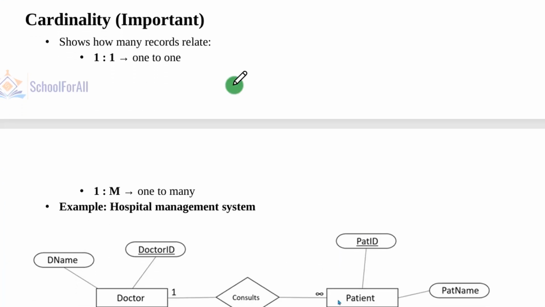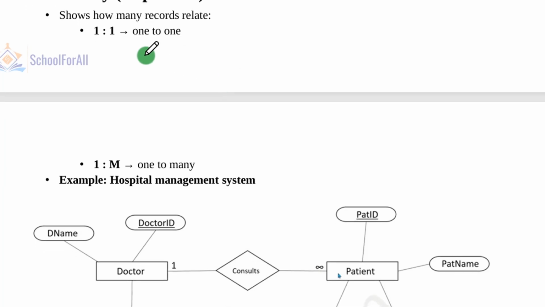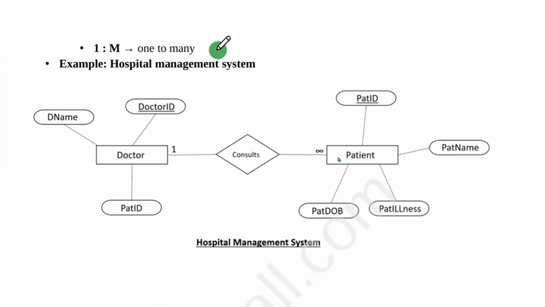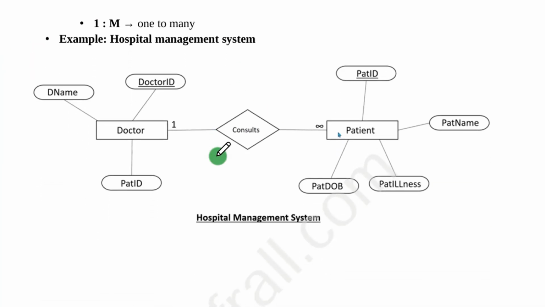Good. Cardinality helps us to interpret our database. We have different types of cardinality: you have 1-to-1, 1-to-many, many-to-many, and so on and so forth. I've not detailed it here simply because I have notes on that. Everything is available on the platform School for All. So take note of that. Now, this is just a small example here of cardinality.